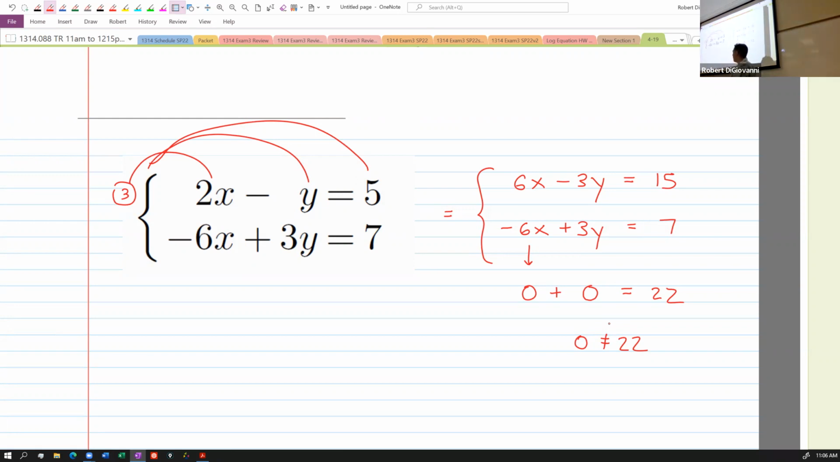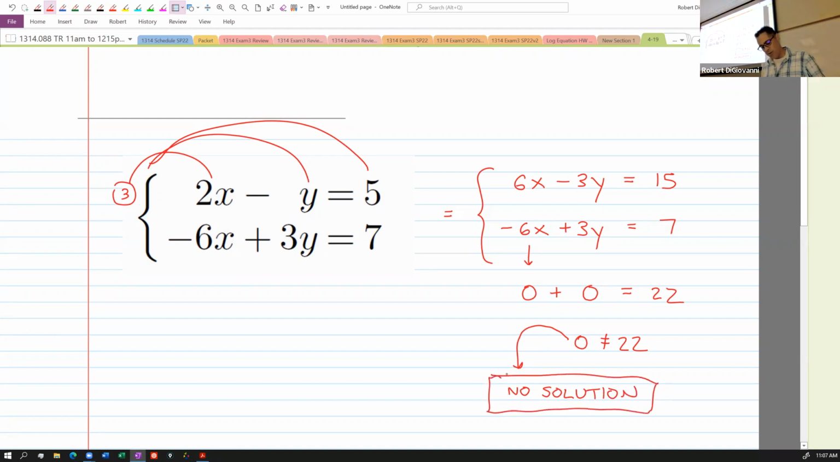And as we're trying to do it, we're getting a statement that doesn't make any sense. What do you think that means about these lines? They're parallel, they don't touch. These lines are actually parallel, and we know that only because we get something that doesn't make sense at the end. So what are we going to say here? We're going to say this right here tells us we have no solution. There is no solution to this system of equations.